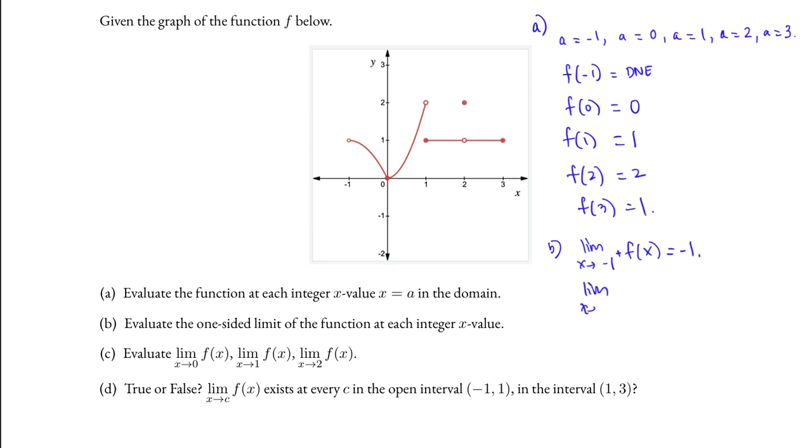The limit at x equals 0 from the left-hand side is 0. As x approaches 0, the y value is approaching 0. The same thing with the right-hand side of 0. As x approaches 0, the y value is approaching 0. And so the limit at x equals 0 from the right-hand side is also 0.